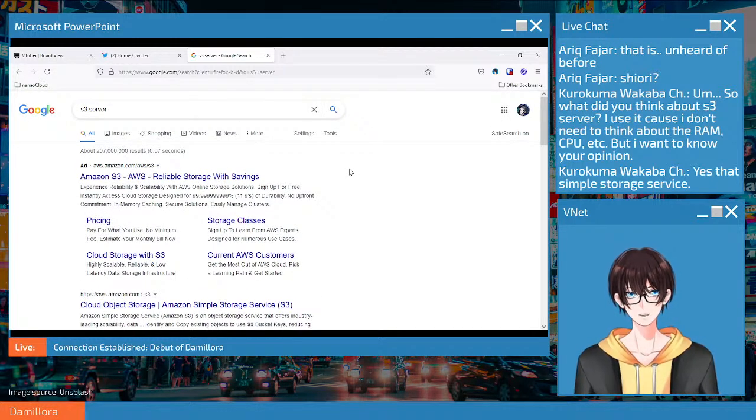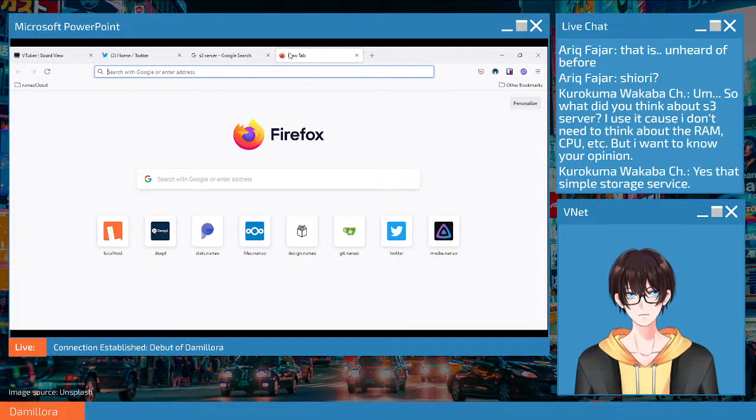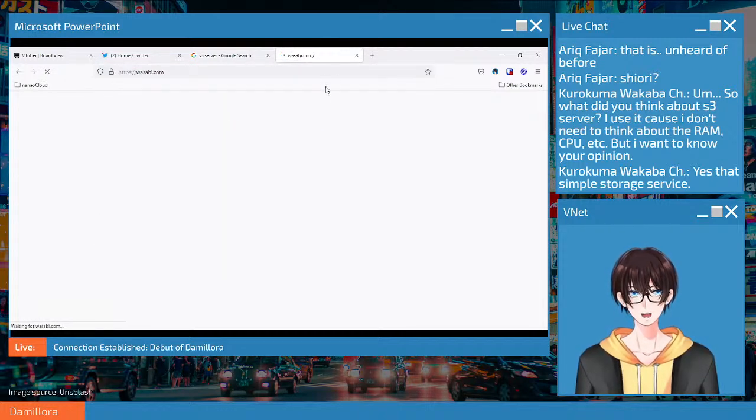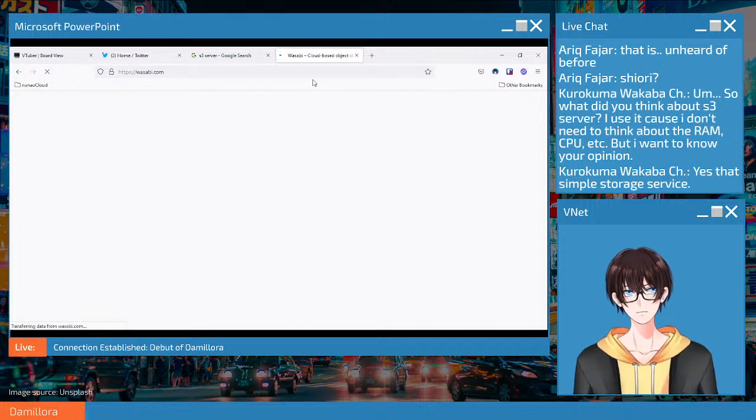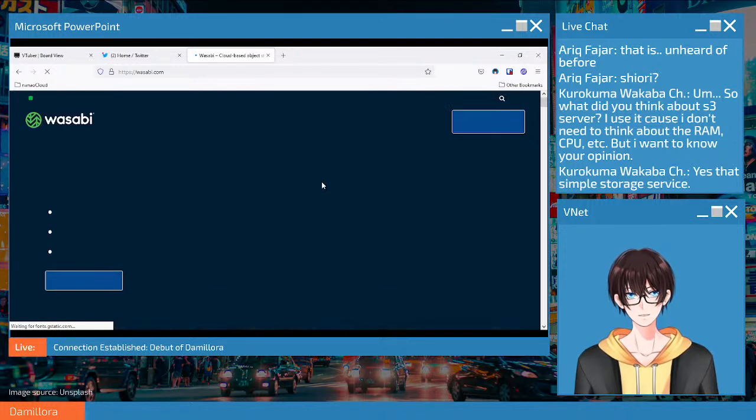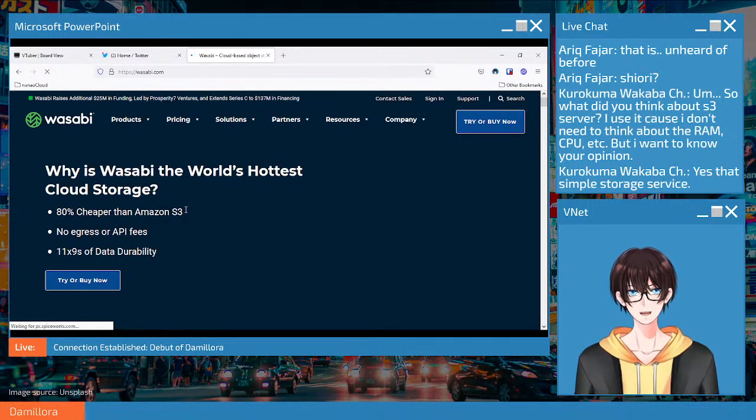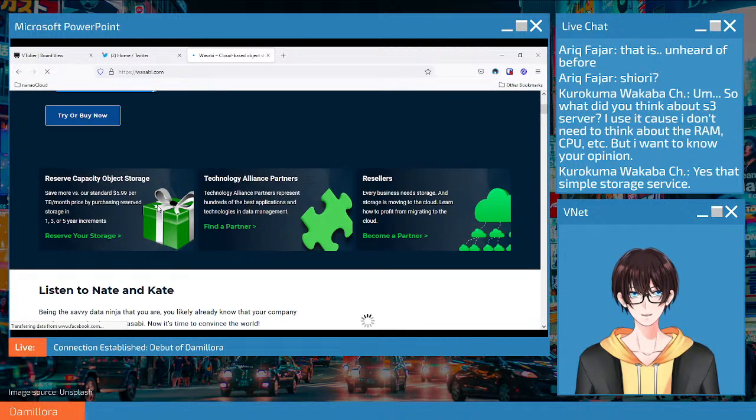I personally use an alternative S3 provider, which is much cheaper and a bit faster too, I think. Probably you have heard of Wasabi? This is the one that I use. This is the service that I use, Wasabi.